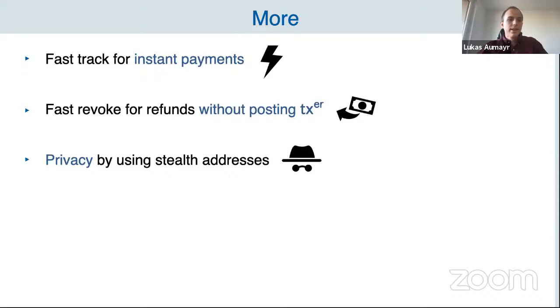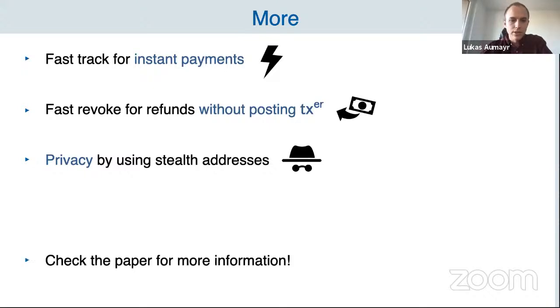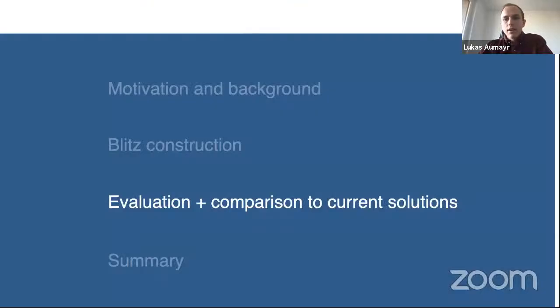The third thing is that we can achieve the same privacy as the Lightning network by introducing stealth addresses in the outputs of TXER, and thereby we can again hide the path of the payment except for the direct neighbors of the intermediaries. And I encourage you to check the paper for more information on this in case you're interested. Now let me move on to the evaluation.